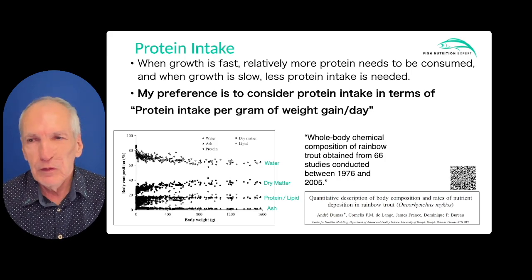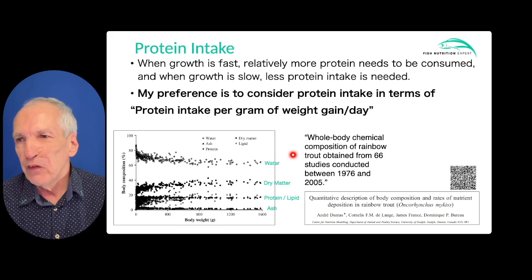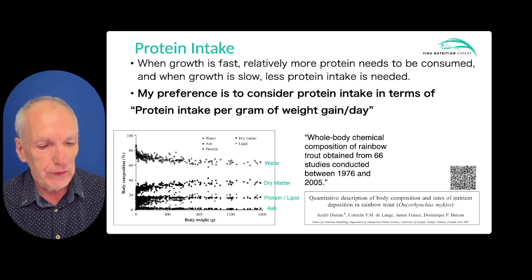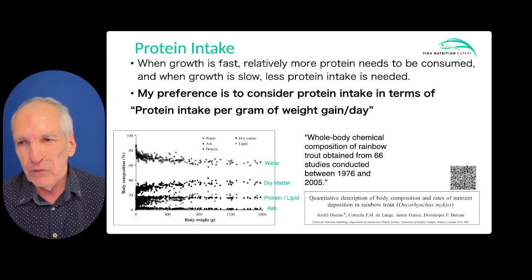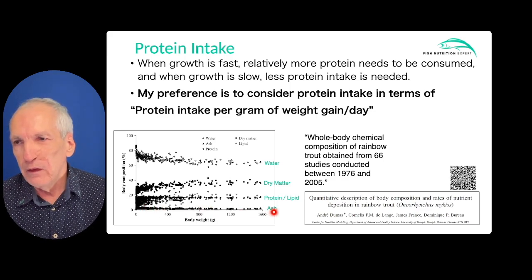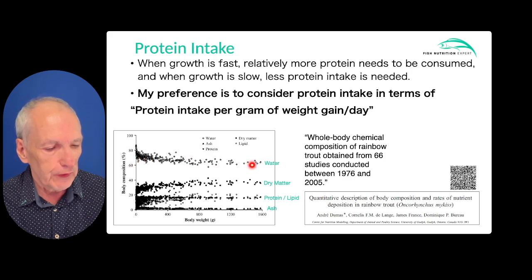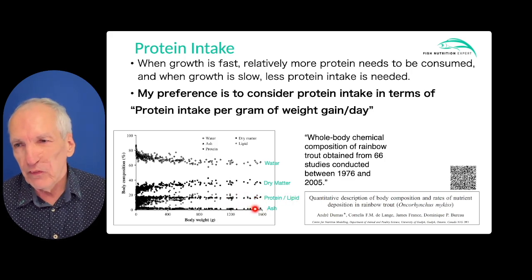Now, this graphic is showing us the whole body chemical composition of rainbow trout obtained from 66 studies conducted between 1976 and 2005. And once again, scan this and you can go and find it. And so what we can see is that across a wide range of body weights, the rainbow trout, whether we're looking at water or moisture content of the flesh, whether we're talking about dry matter or protein or lipid or ash, the quantities are quite consistent.